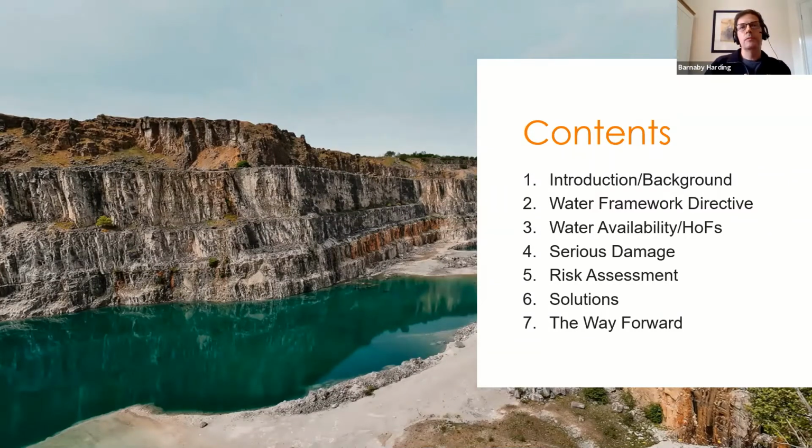Sorry about that. So running through the contents, as I said, introduction, background, and then we'll be looking at three new considerations in the light of the need to get abstraction licenses for dewatering, and that's the Water Framework Directive, water availability within catchments, and this concept of serious damage. What I've done is had a look at those and done a fairly high level risk assessment just to see how those things impact on the areas where there's high risk for getting sites sorted out and licenses for dewatering. I'll have a look at potential solutions to overcome those issues. And then finally, some closing words and my thoughts on the way forward.